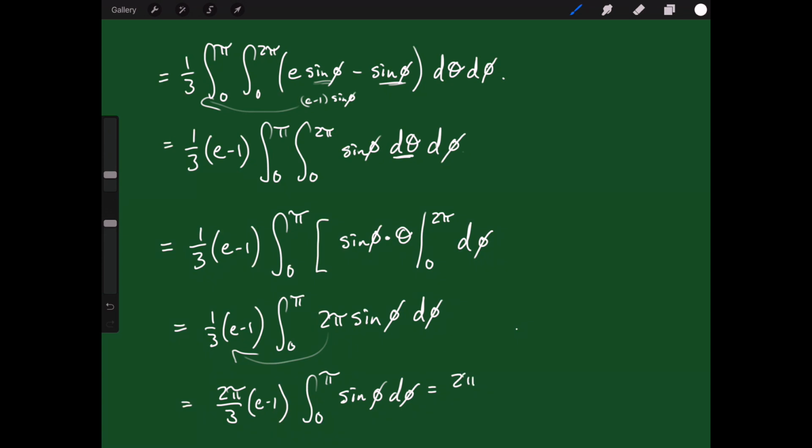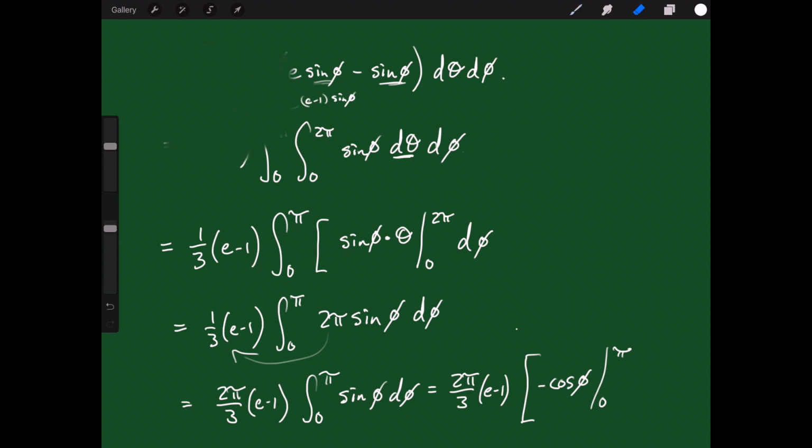So this is 2 pi over 3 times e minus 1. The antiderivative of sine of phi is negative cosine of phi, evaluated from 0 to pi. Okay, let me erase a little bit up here. I'll just finish this off.